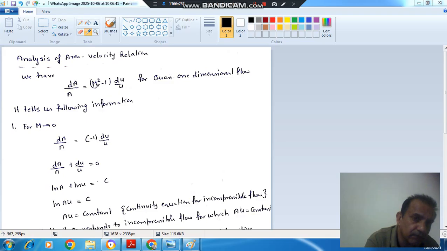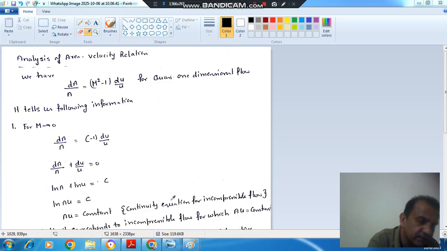The first information that we get from this equation is if we put M is equal to 0, then this will be minus 1, and dA by A will be equal to minus 1 du by u, or we can say dA by A plus du by u is equal to 0. If we integrate it, it will be ln A plus ln u is equal to a constant, or ln AU is equal to a constant, or we can say AU constant. So that is the continuity equation for incompressible flow. Here density is not taken because density is constant.